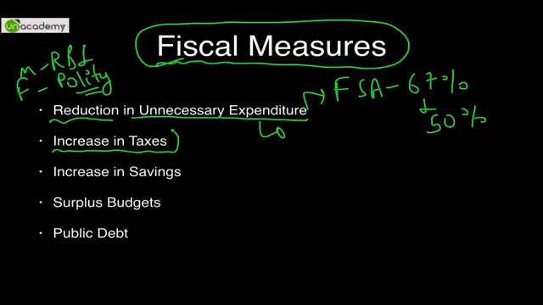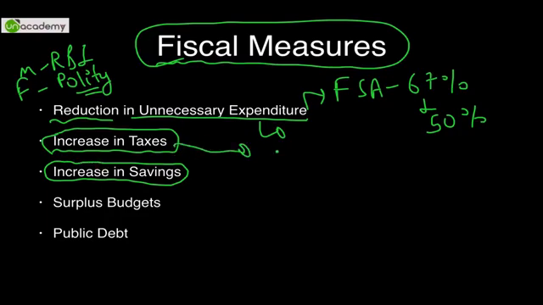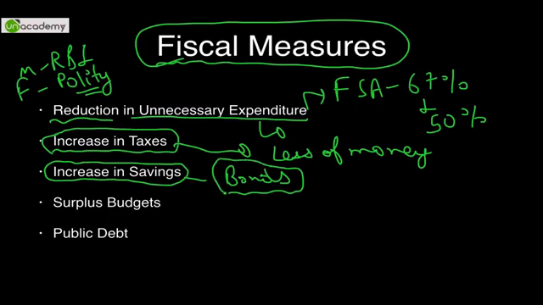Second is increase in taxes. See, these are two contrasting statements. If you decrease taxes, you increase savings, and if you increase taxes, you are decreasing savings. What happens is, if you increase taxes, people are left with less money. They cannot save this money because it's already less. But what you can do instead is issue bonds. These bonds will help in increasing savings. They will not have money, but at least they will have something to show for it.